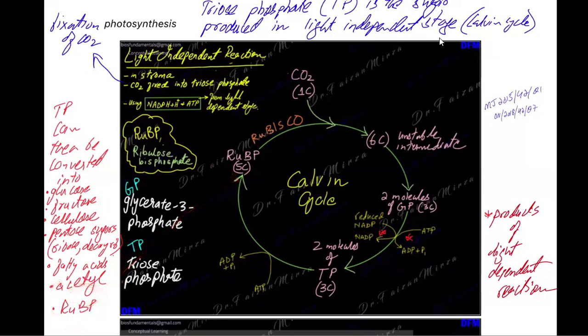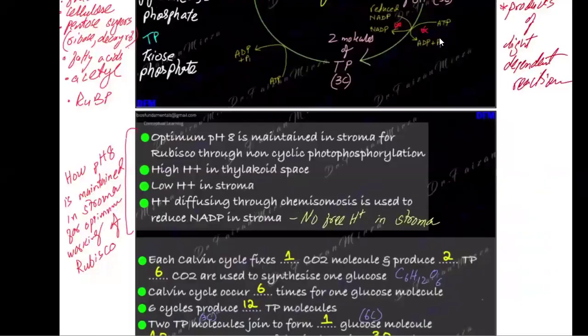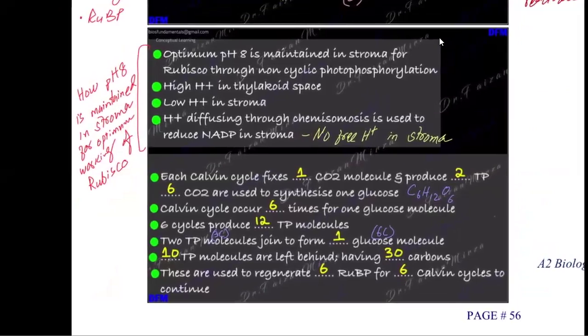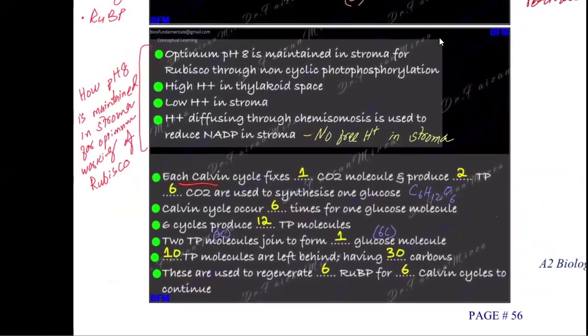When the Calvin cycle is occurring, what actually is going on? This is the math of the Calvin cycle. Each Calvin cycle is fixing one carbon dioxide molecule, as we know, to produce two molecules of TP. So 6 carbon dioxide are used to synthesize one glucose molecule, because 6 carbon dioxide will end up having 6 carbons. We know the glucose molecule has 6 carbons, C6H12O6. So the Calvin cycle should occur 6 times for one glucose molecule to be produced.